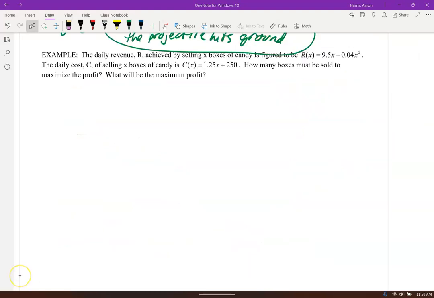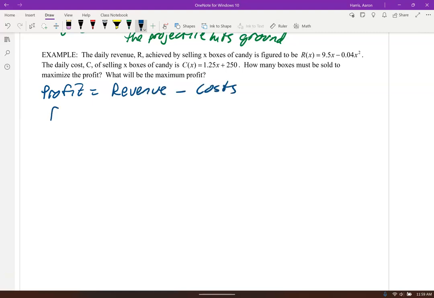Okay. Daily revenue achieved by selling x boxes of candy is figured to be this. So there's our revenue, and there's our cost, right? So how many boxes must be sold to maximize our profit? Well, if you remember, profit is whatever money you bring in, your revenue minus your costs. So in this case, our profit function will be the revenue function minus the cost function. So let's go ahead and find our profit function.